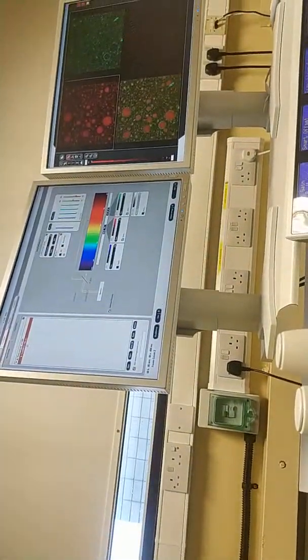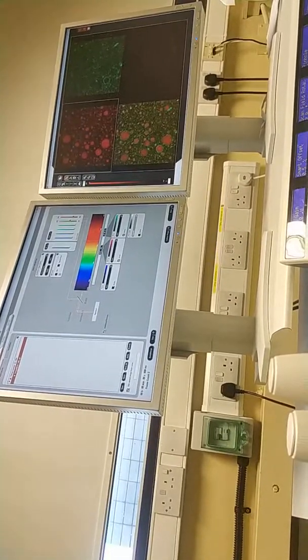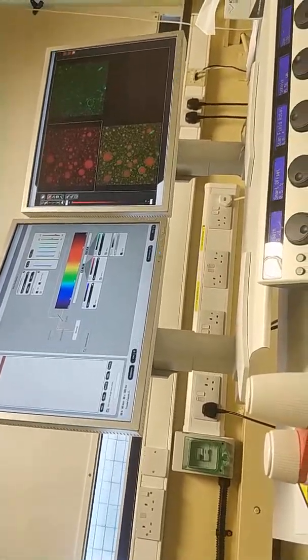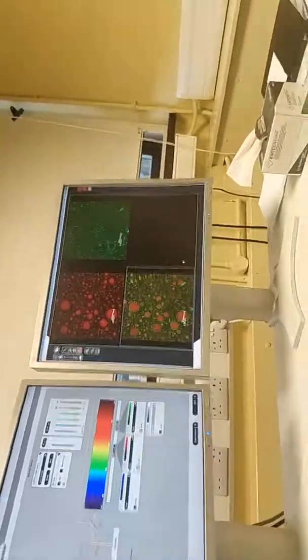If you go to experiments, you have your first image, and when you export it, the scale will appear automatically. So for example, you can measure this size. It is about 8 microns. It's more or less the fat droplet.